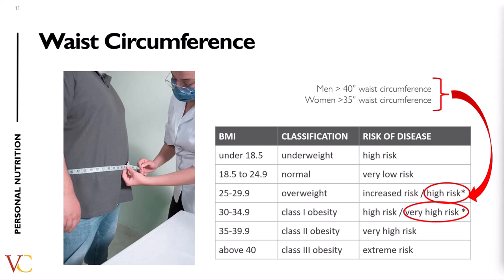So a person with a BMI in the overweight category with a high waist circumference is at a high risk. And a person in a class 1 obesity with a high waist circumference would be at very high risk for disease. Once the BMI is greater than 35, it is considered very high or extreme risk.